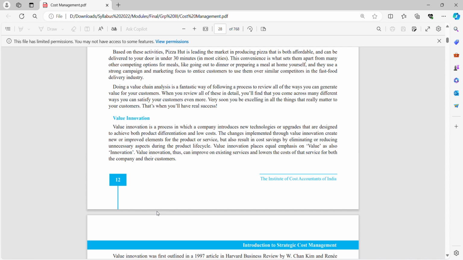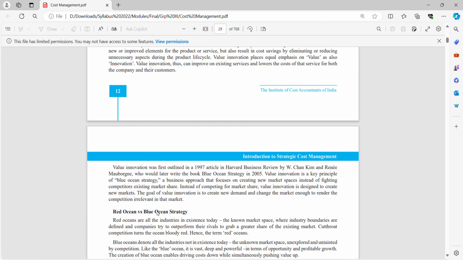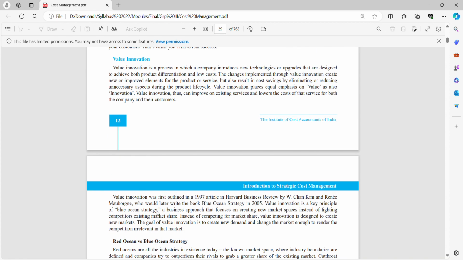First point, the changes implemented through value innovation create new or improved elements for the product or services, but also result in cost savings by eliminating or reducing unnecessary aspects during the product life cycle. Value innovation places equal emphasis on value as also innovation. Value innovation thus can improve on existing services and lowers the cost of that service for both the company and their customers. So that is what relates to value innovation.